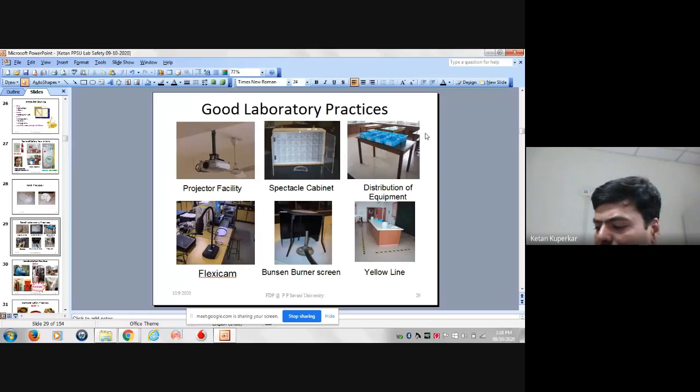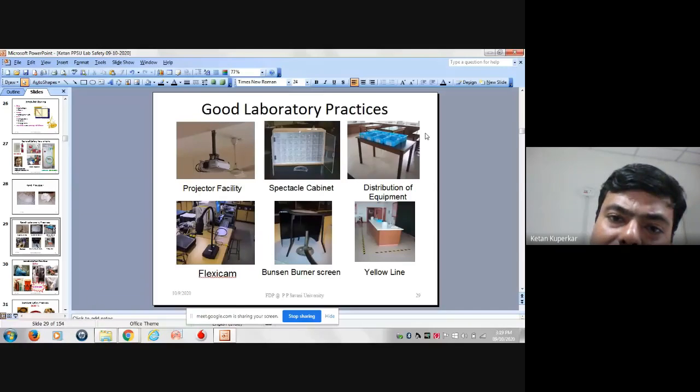Now, this particular slide shows some good laboratory practices, which a well equipped or well furnished sophisticated laboratory must have: the projector facility, in order to give a demonstration to all the students before they commence their respective practicals.